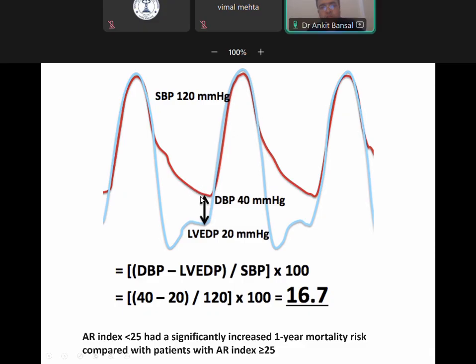So the lower the diastolic pressure, the lesser will be the AR index. And the lesser the AR index means the more severe the aortic regurgitation and poorer is the prognosis. During the trials and the data, they have shown that if the AR index is less than 25, the patient has a poor prognosis and increased mortality risk. So post AVI, you can calculate your AR index and you can say whether this AR is worsening your prognosis or not. This is a frequently asked question in the spotters.